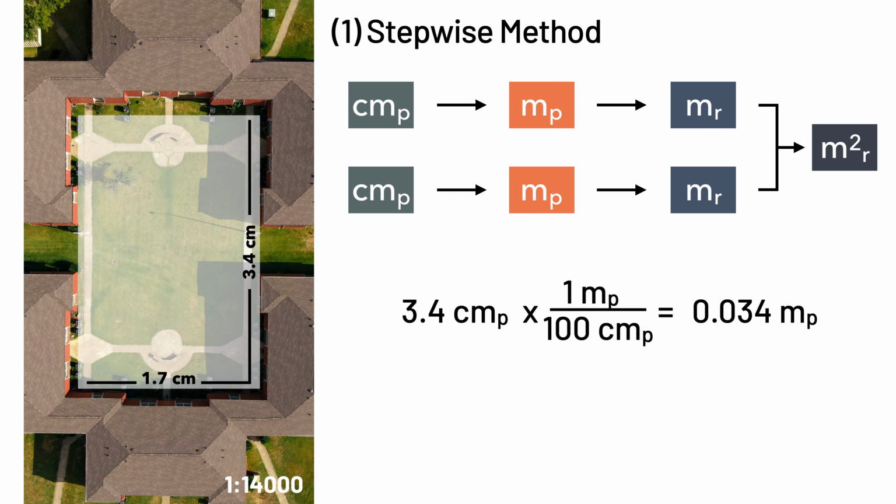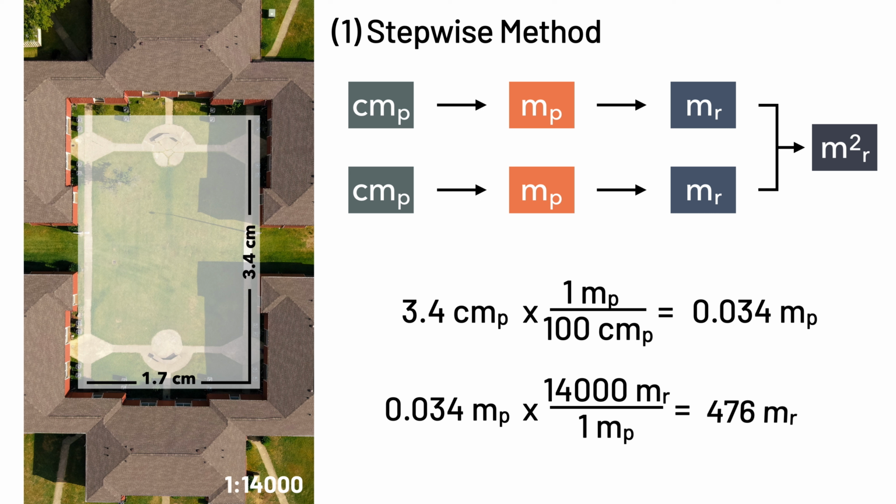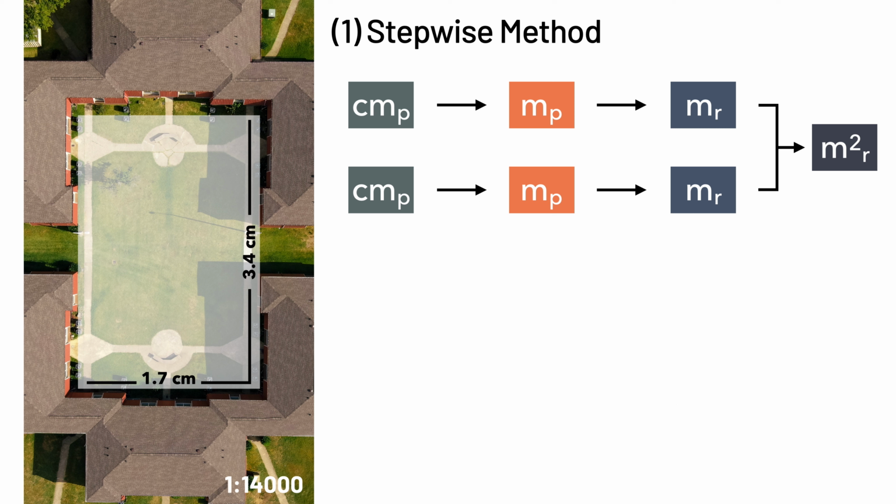We then need to convert to reality using the same method that we did before. We need to multiply by what we want over what we have. In this case, what we want is meters in reality. We have meters in the photo. The relationship is the scale factor, 14,000 to 1. We do the math, and we get 476 meters in reality. Now we have one side. Next, we need to perform the same calculation for the other side.